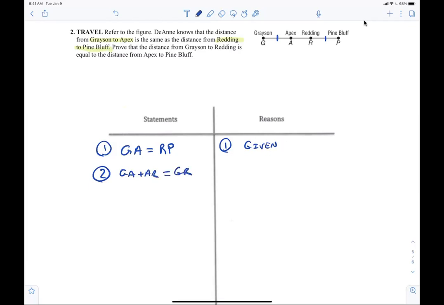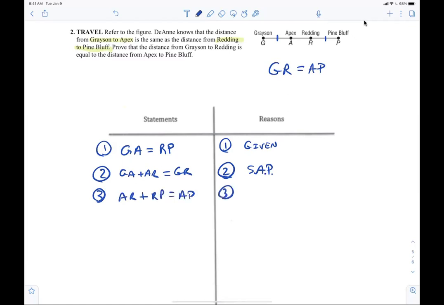That's brilliant. So that's what? Segment addition postulate. All right, now keep in mind, we're trying to prove GR is congruent to AP. That's what we're trying to prove. So now what else can I say? Tell us. AR plus RP equals AP. Yeah, I like that. AR plus RP equals AP. And then that's what?